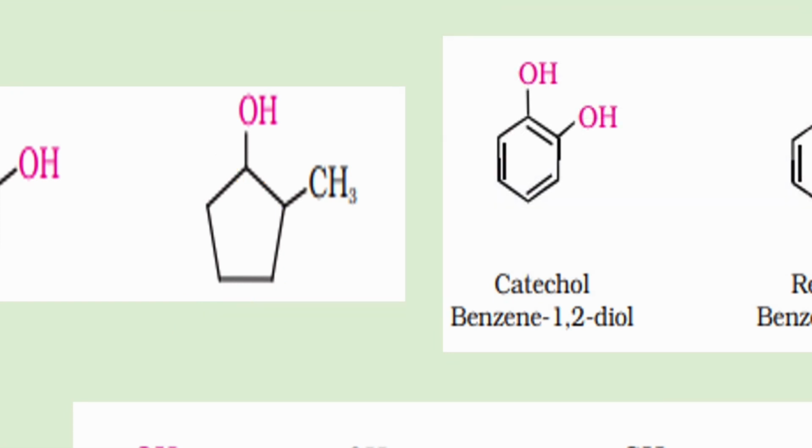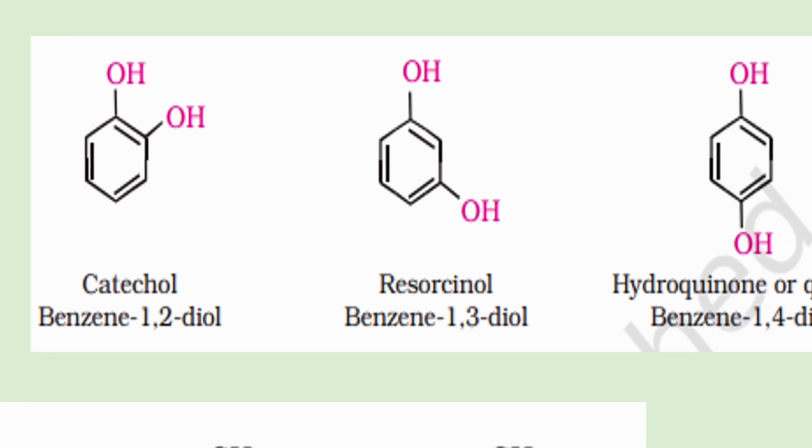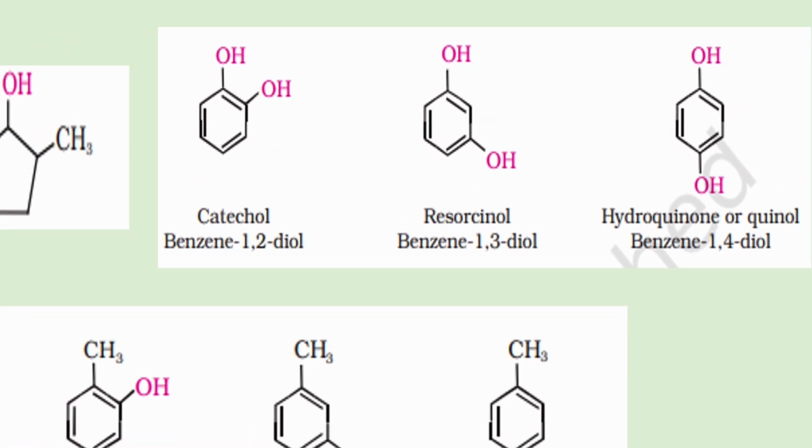Next, these 3 are interesting isomers. They have very different common names. This is catechol. IUPAC name is simple: benzene 1,2-diol, benzene 1,3-diol, benzene 1,4-diol. Common names you have to remember. This is catechol, this is resorcinol, and this is called hydroquinone or quinol. This is quinol, benzene 1,4-diol.